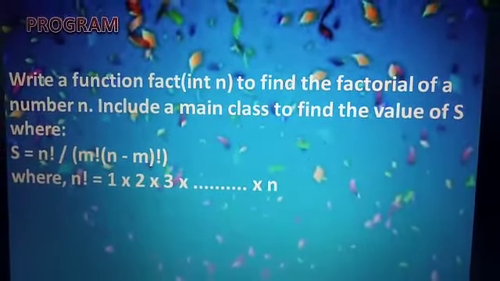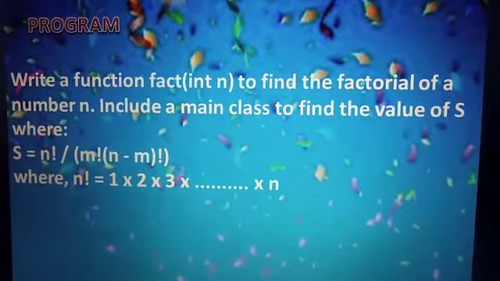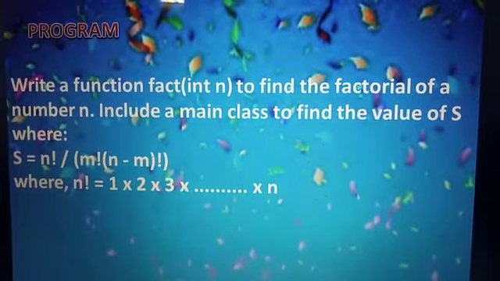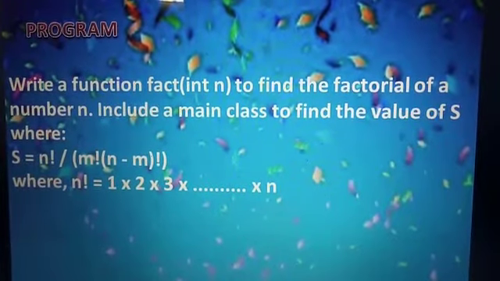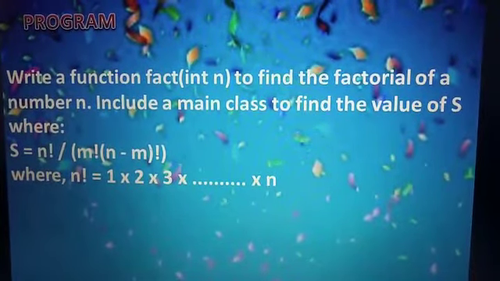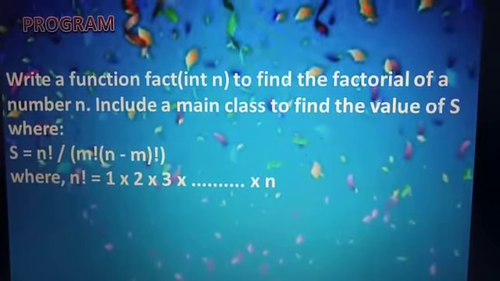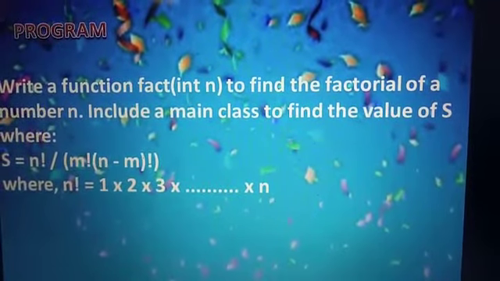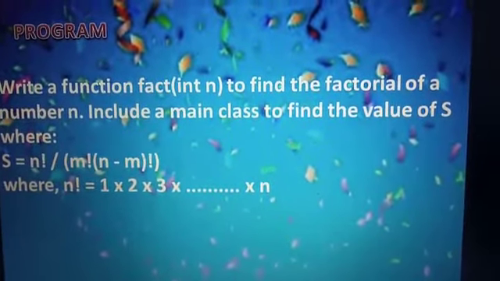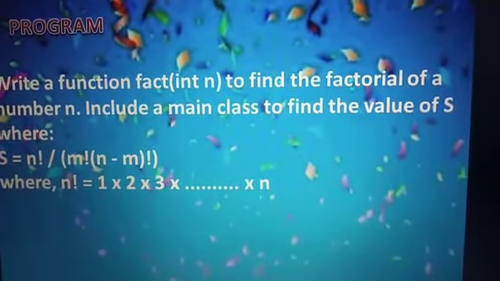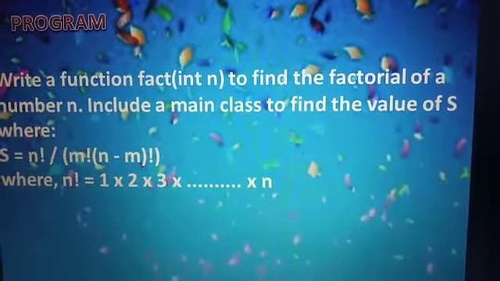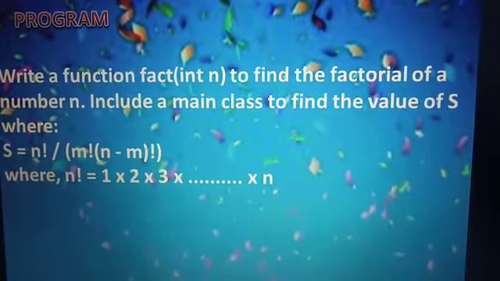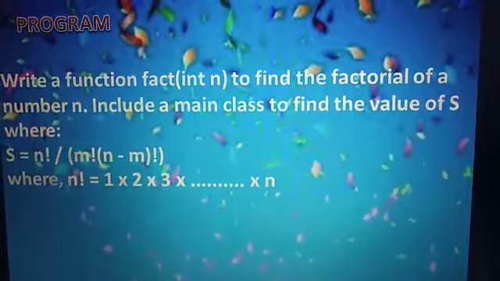Now what was the second program? Write a function fact(int n) to find the factorial of a number n, including a main class to find the value of s, where s equal to n factorial divided by m factorial times (n minus m) factorial, where n factorial equal to 1 into 2 into 3 and so on up to n. That you already studied in the previous program. Now see the coding of this program using function.